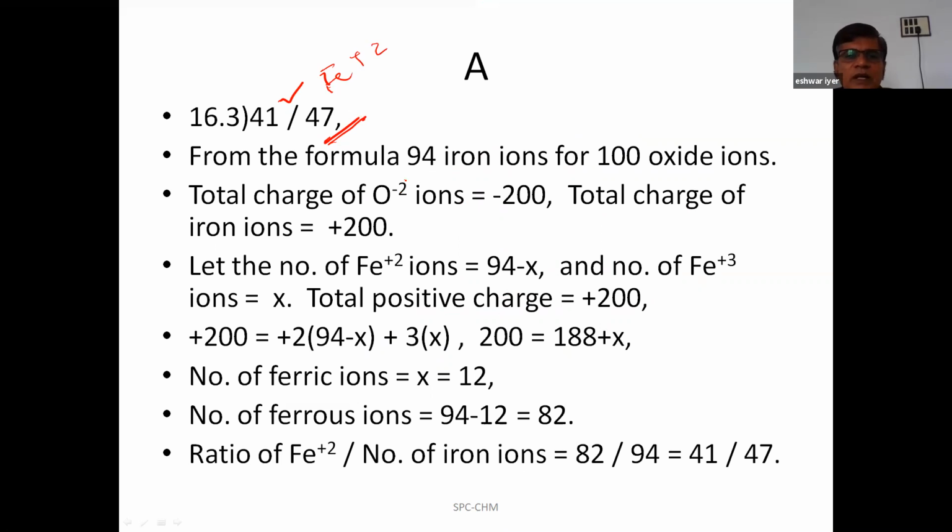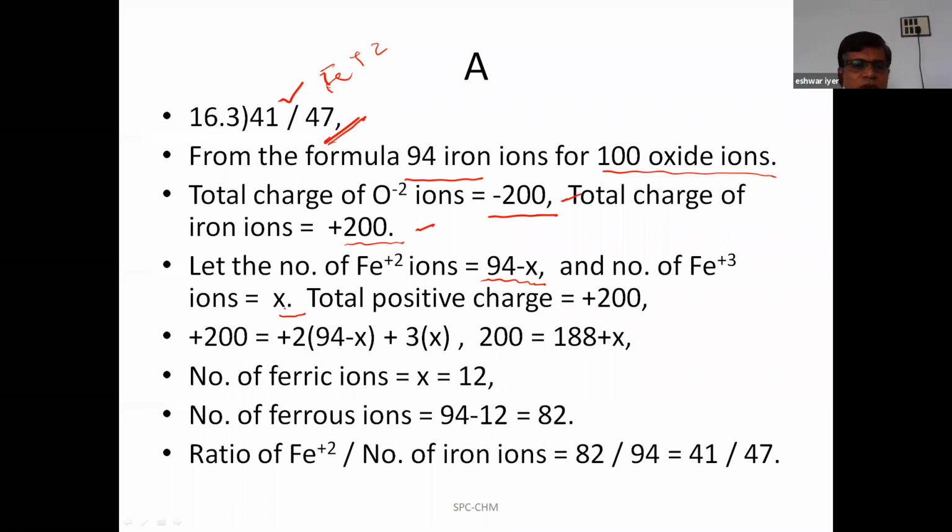From the formula, 94 iron ions correspond to 100 oxide ions. So 0.94:1, multiplied by 100, gives 94:100. Then the charge on all the oxide ions is -200. The charge on all the iron ions will be +200 because a compound is neutral. Total plus and total minus must be equal. Then let us assume there are X ferric ions and 94 minus X ferrous ions. You divide among the total ions. X is the ferric.